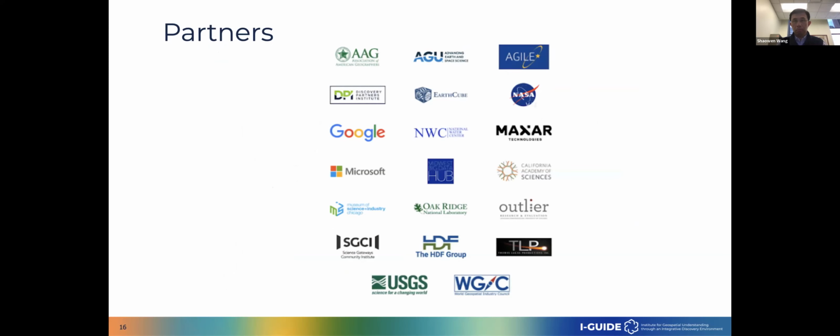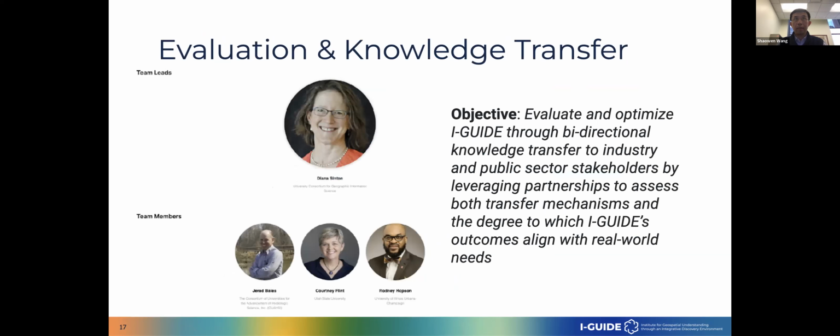in the future. And the evaluation knowledge transfer team here is to help optimize iGuide through bi-directional knowledge transfer to industry and public sector stakeholders, as represented by the partners I mentioned, by leveraging partnerships to assess both transfer mechanisms and the degree to which iGuide's outcomes align with real world needs. This certainly includes, for instance, resources for curriculum development.